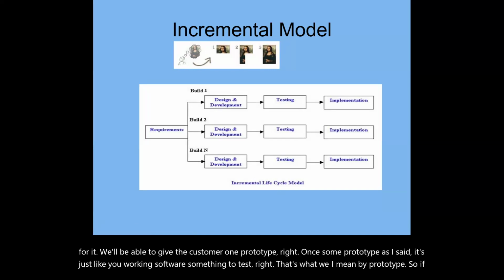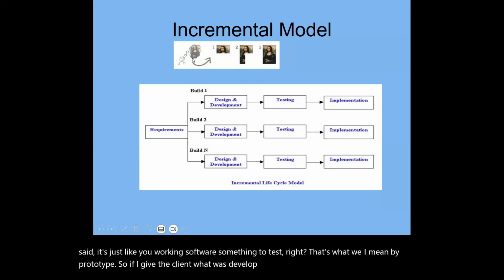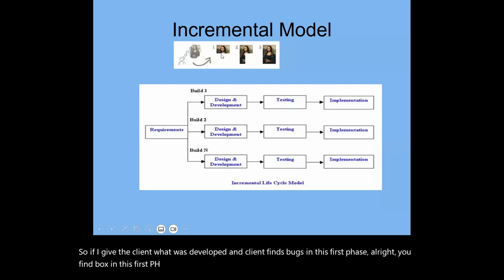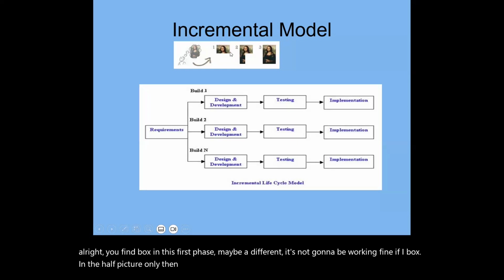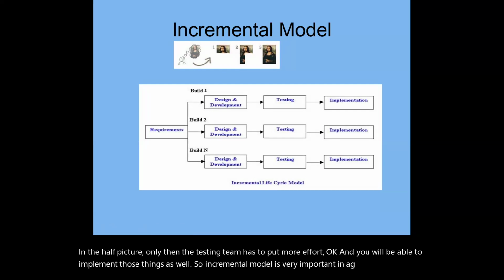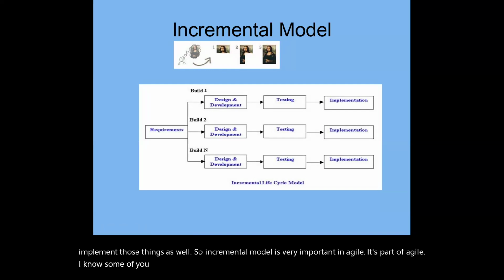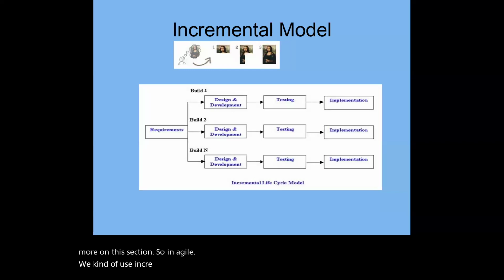So if I give the client what was developed and the client finds bugs in this first phase, maybe a defect, it's not really working fine. If the client finds bugs in the half picture only, then you know the testing team has to put more effort, okay? And you will be able to implement those things as well. So incremental model is very important in Agile. It's part of Agile. I know some of you have Scrum experience, you know what Agile is, all right? But you elaborate on that more in your next section. So in Agile, we kind of use the incremental model only, all right?